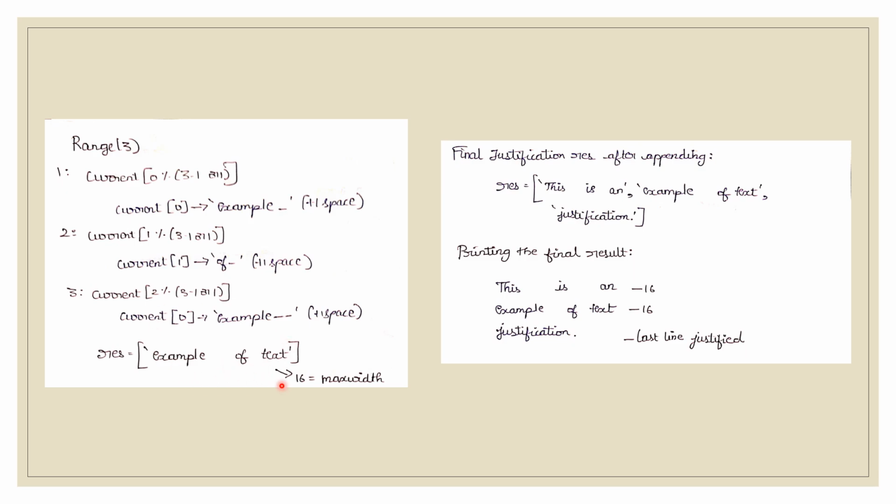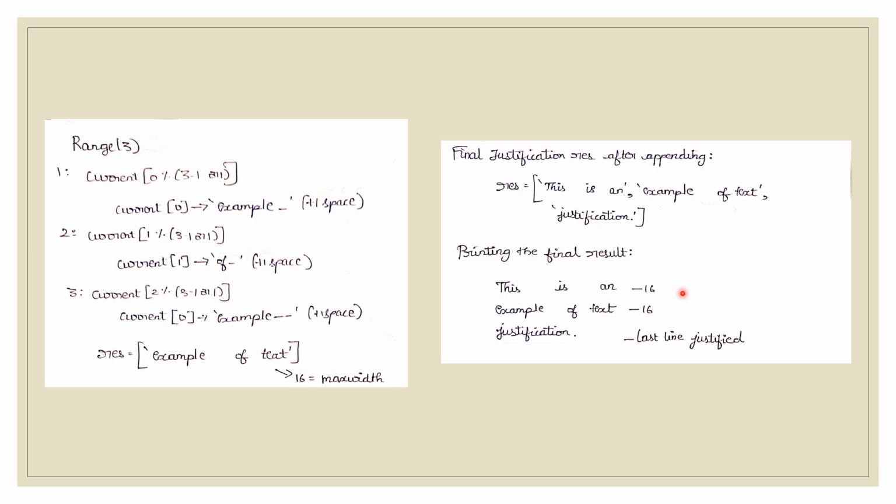Once the loop is satisfied, we know that the last line should be left as such. So this is going to be the final justified array, which is going to be written and printed in the format of "this is an example of justification", with each line having 16 characters as maximum width, including the white spaces, which will be evenly distributed with the help of the code as we have seen.